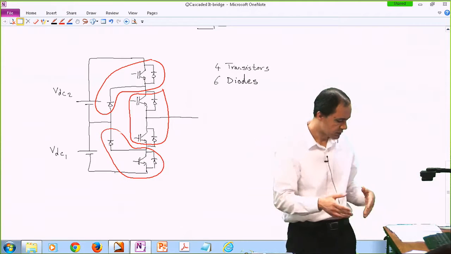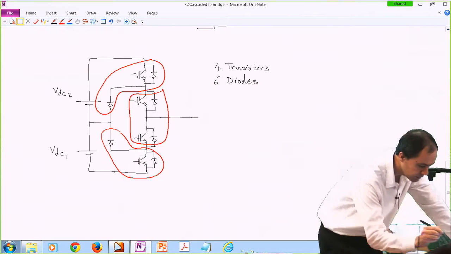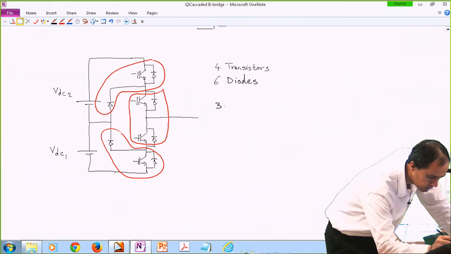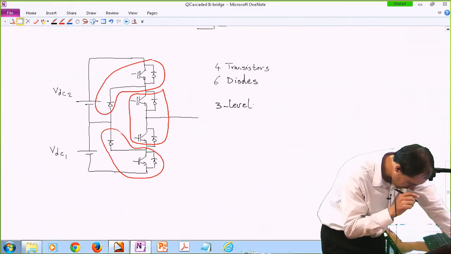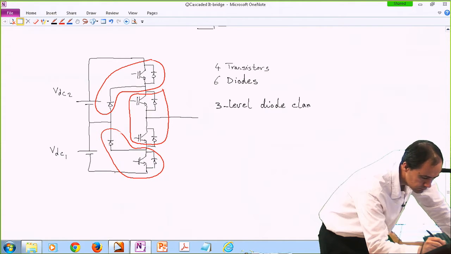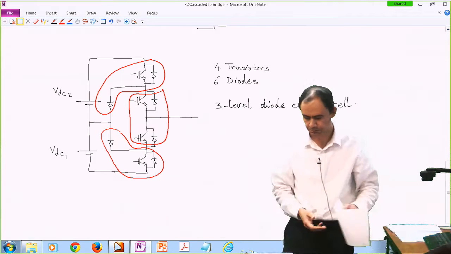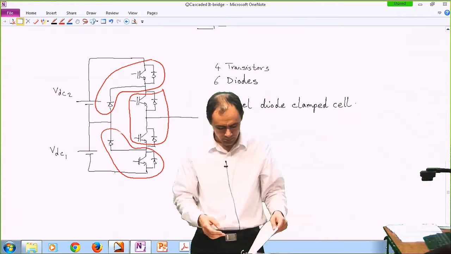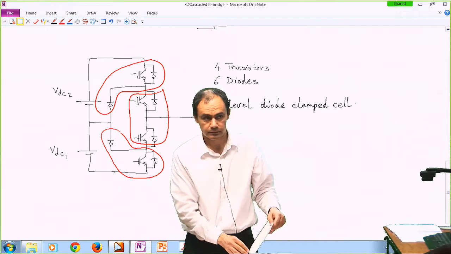And by the way, this particular one is called a 3-level diode clamp. And we're going to see a 5-level in a few minutes. Any questions so far? Okay.